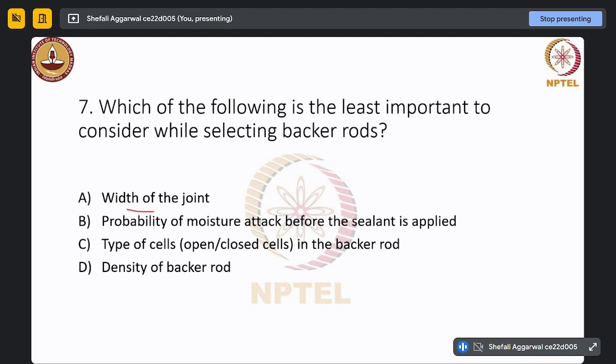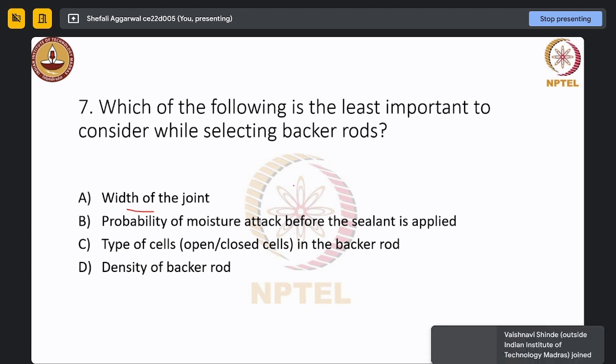That is the most important thing we consider, because we are applying these backer rods based on that only for waterproofing. So it is also important. Next is the type of cells in the backer rod. As I have told you, this backer rod will be mostly made of foam. So if the foam has too many cells, the microstructure of this foam will affect the property of the backer, so it is also important.